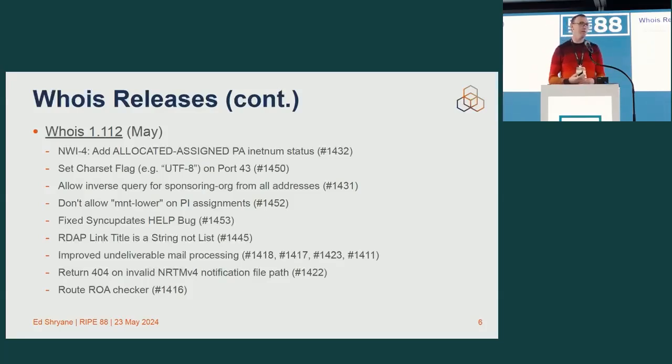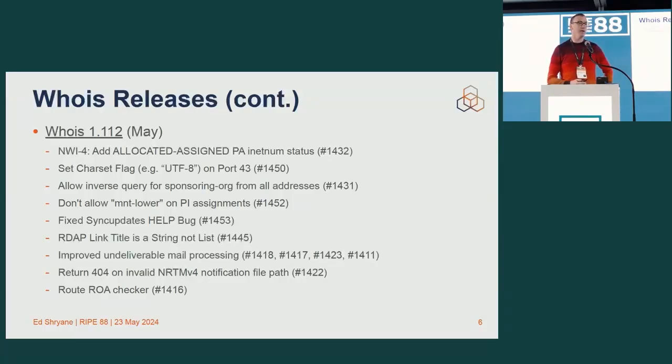Given we had to comply with the mail sender requirements, there was a backlog of features which we then released in May. Quite a lot of changes. The headline was to deliver NWI4. So there's a new status called allocated assigned PA. The intention is that you can document one assignment that's the same size as your allocation, and we already have 3 of these objects as of this morning in the database.